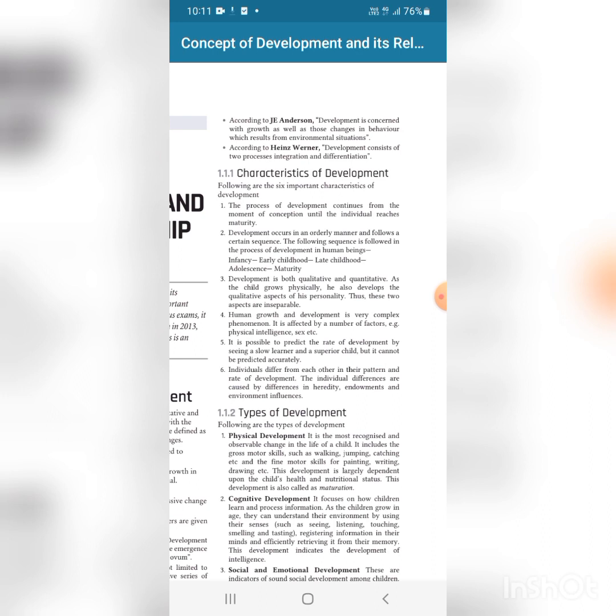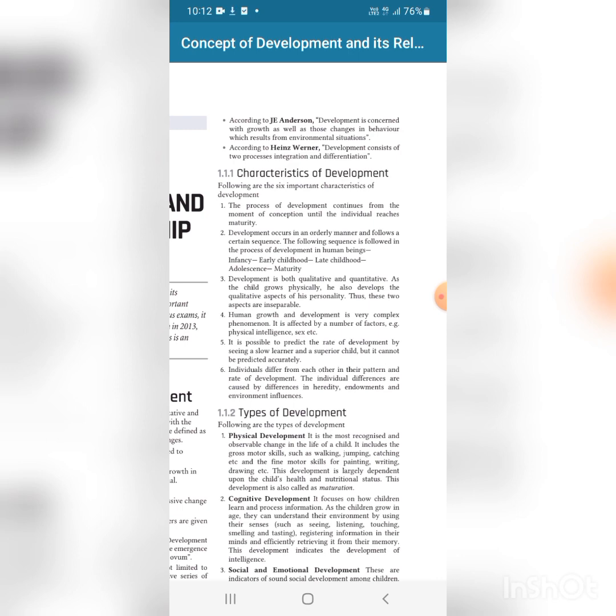And development is both qualitative and quantitative. As a child grows physically, he also develops the qualitative aspects of his personality. Thus, these two aspects are inseparable. And human growth and development is a very complex phenomenon since it is affected by a number of factors, for example physical intelligence, emotional intelligence, the gender, etc.